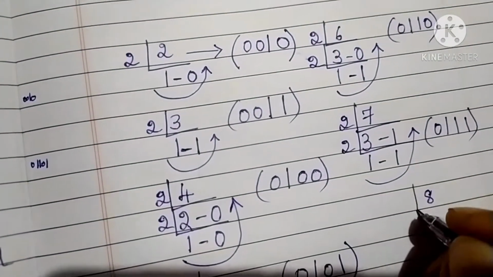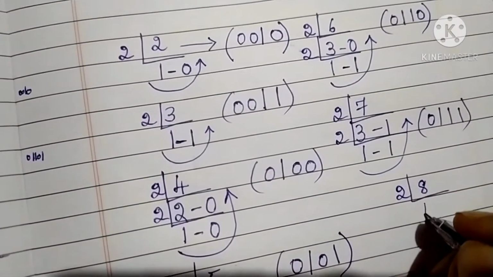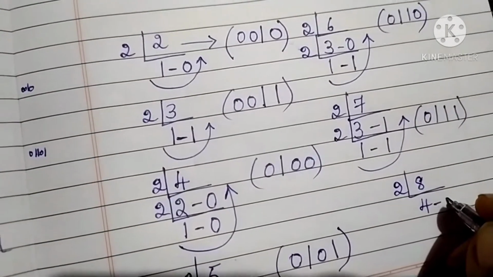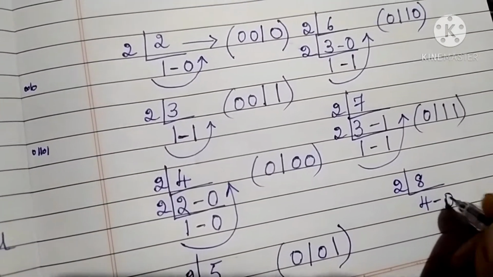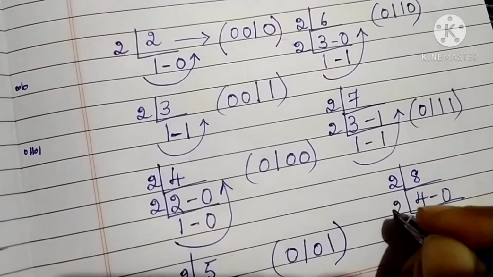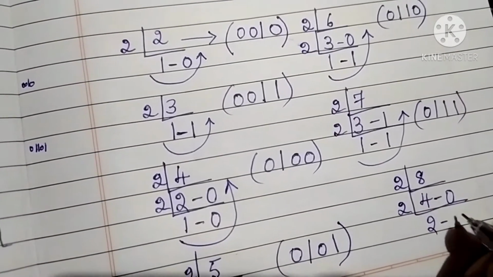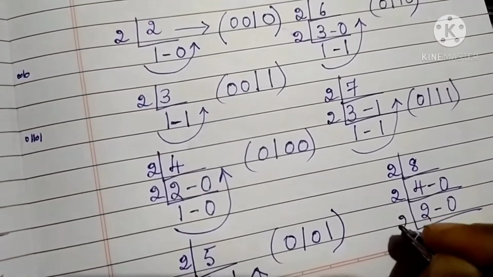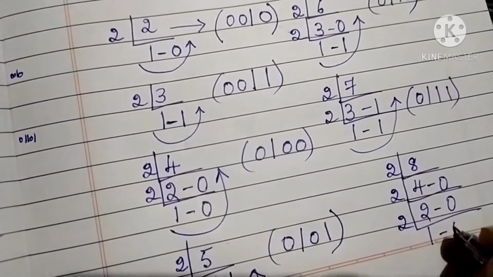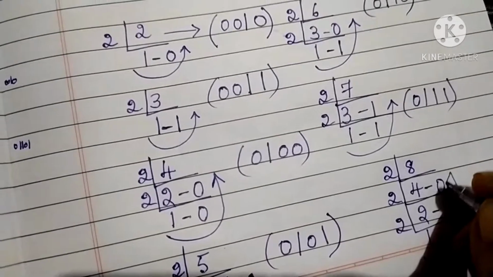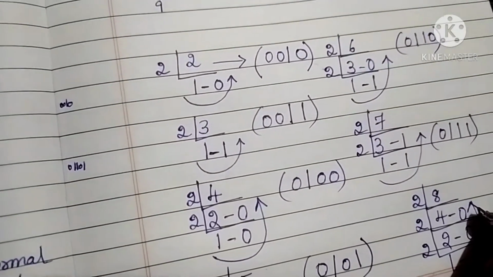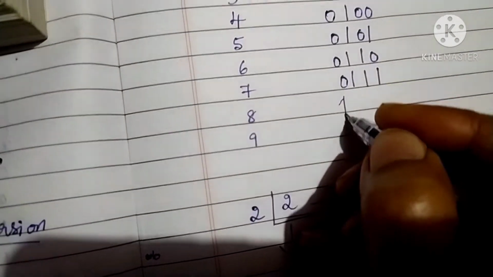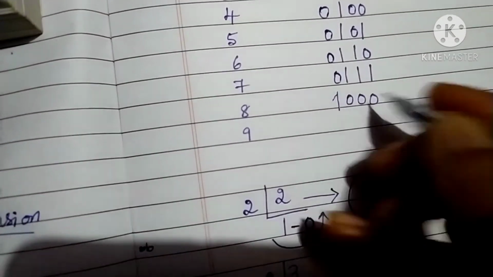For 8, 2 4s are 8, remainder is going to be 0, 2 2s are 4, remainder is going to be again 0, 2 1s are 2, it's going to be 0. Here we are going to get 1 followed by 3 zeros.